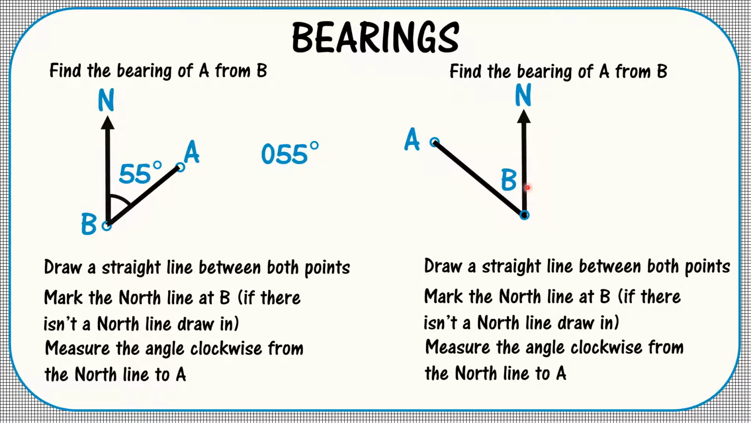So this is the north line. Again, we'll measure it clockwise and this is an angle of 294 degrees. The final thing to remember is we need our answer in three figures. So this answer of 294 degrees is fine. So the bearing of A from B is 294 degrees.